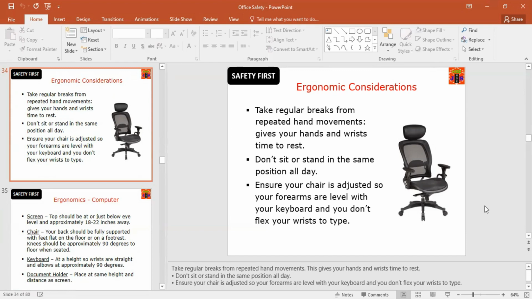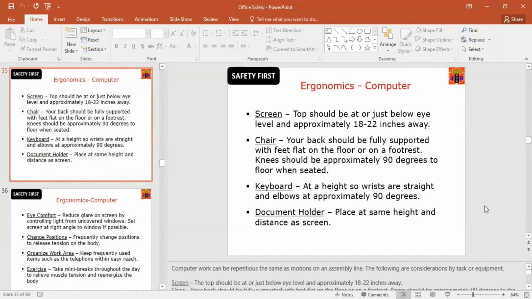Don't sit or stand in the same position all day, and ensure your chair is adjusted so your forearms are level with your keyboard and you don't flex your wrist to type. In the matter of the computer, if we discuss the screen, the top should be at or just below eye level and approximately 18 to 22 inches away from the user.